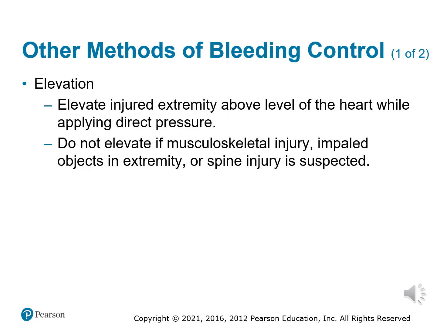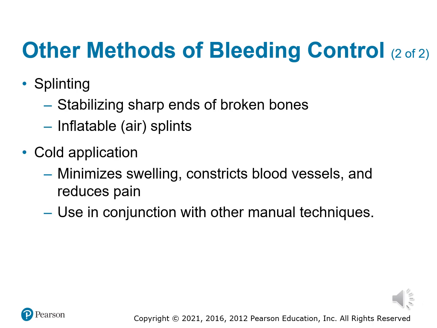Next is elevation. You want to elevate injured extremities above the level of the heart while applying direct pressure. Do not elevate if a musculoskeletal injury, impaled objects in the extremity, or a spine injury is suspected. When you are splinting, you want to stabilize sharp ends of broken bones, or if you have inflatable air splints, those are always nice to use. Next is cold application. It minimizes swelling, constricts blood vessels, and reduces pain. It's used in conjunction with other manual techniques.